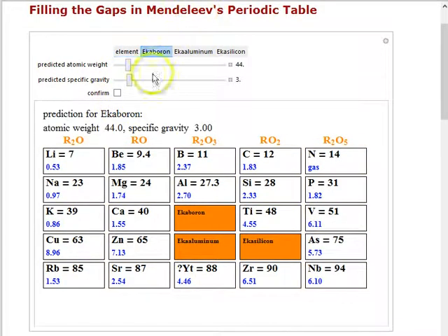And let's see. I want to confirm. Okay, this is this button. When I click on confirm, there you go. Later on it was found out that Scandinavian, no, not Scandinavia, that is a country. Scandium, the atomic weight was 45 and the specific gravity was 2.99. That's very close to the predicted values, and we used simple linear interpolation, nothing very fancy.